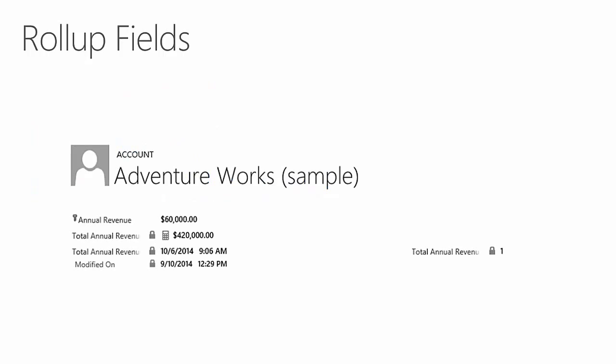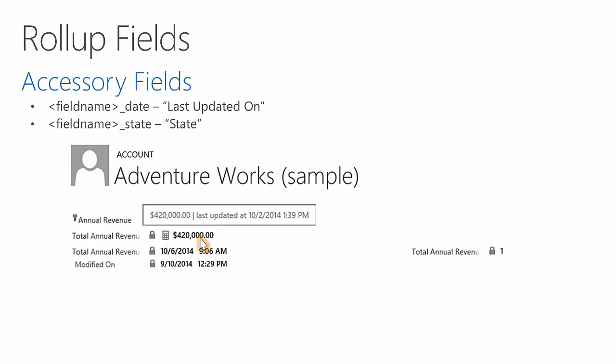Let's take a look at a little more details about the rollup field again. Hovering over a rollup field gives you additional information about the last update event for the field. Updates to rollup fields do not cause modified on to be updated for the record. As you can see here, the record was last modified on 9/10/2014. However, the total annual revenue rollup field was last updated on 10/2/2014.